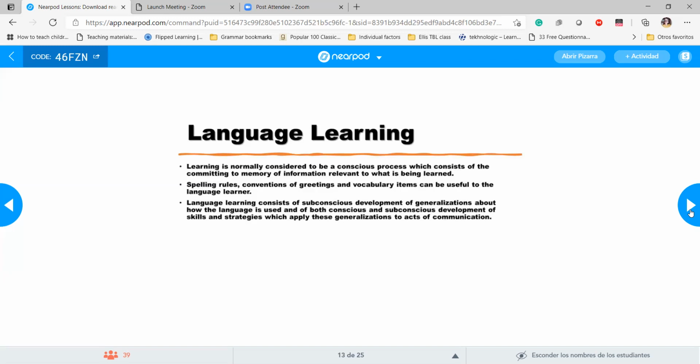And also it's going to be both conscious and subconscious development of skills and strategies. So sometimes I'm going to teach students something and they're going to learn it at the moment. And sometimes it's going to take more time until students internalize it. And then it shows in their communication. So we're going to see language learning as both, right? A conscious and a subconscious process, and materials have to help us elicit and continue developing these two types of development in students.